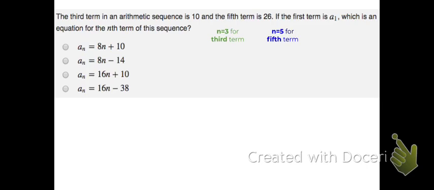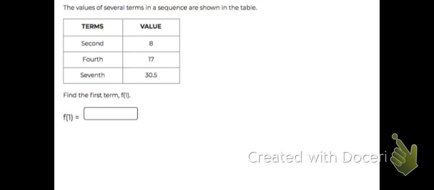They're not giving us the entire sequence, but they are telling us that the third term is 10. So you can substitute 3 in for n and see if it gives you 10. And then they're telling you the fifth term is 26. So substitute 5 in for n and see if it also gives you 26. You're looking for which of these functions gives you both a 10 when you put in a 3 and a 26 when you put in a 5. This is another way you might be presented with a sequence problem.